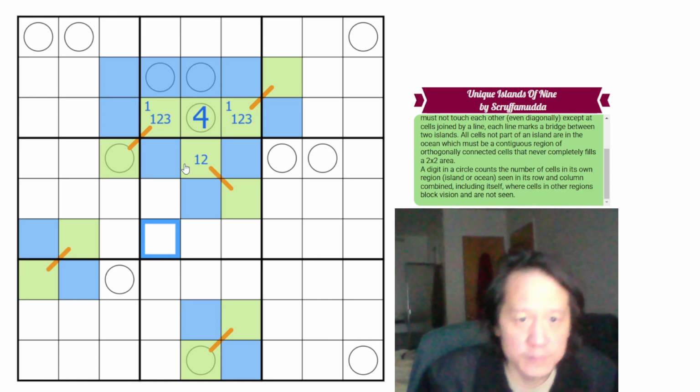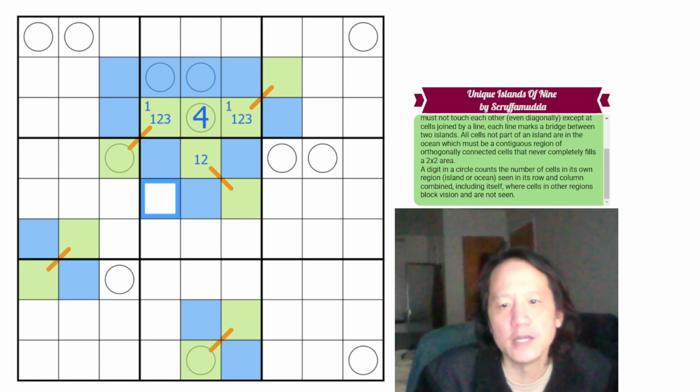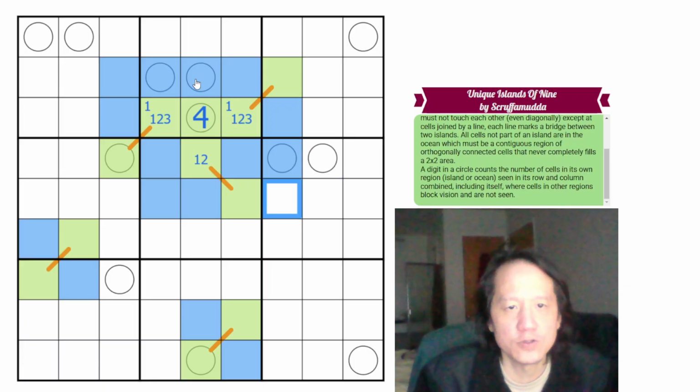This cannot be an island because there's no bridge connecting it. So this is ocean. This cannot be an island because it doesn't have a bridge connecting to it. So that must be ocean. So, okay, what do these see at least? These see at least 4 oceans.